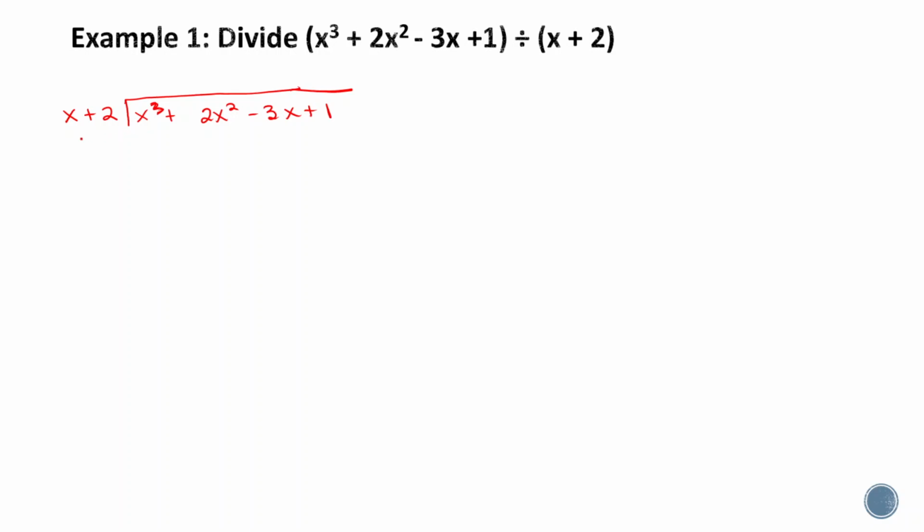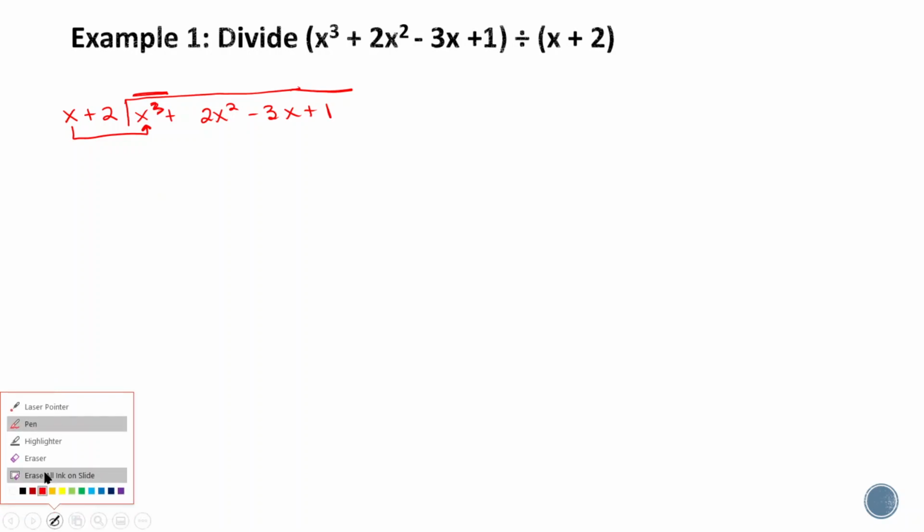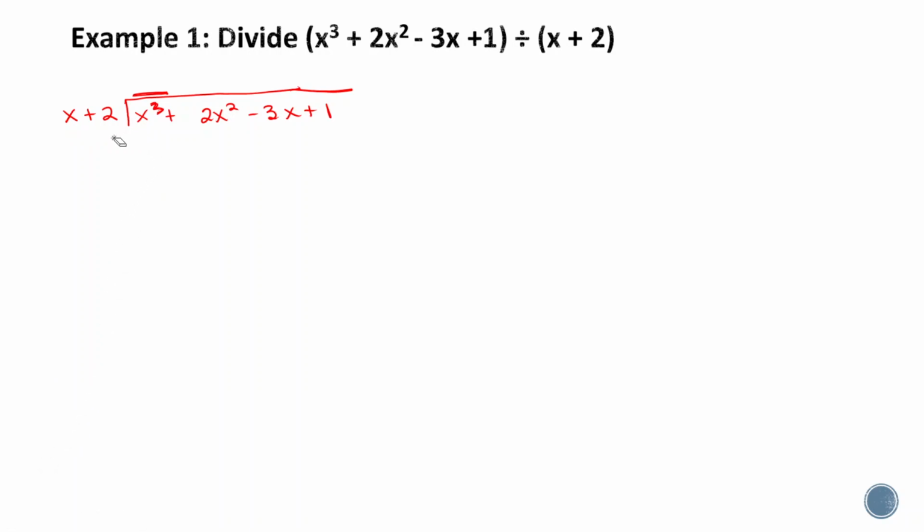So in normal division, we decide, okay, what do I need to multiply by to get from this x to the x cubed? And then that value goes up here on top. And then we multiply and we subtract. So we're going to go through that same process. So what do I need to multiply x by to get x cubed? Well, the answer to that is x squared.